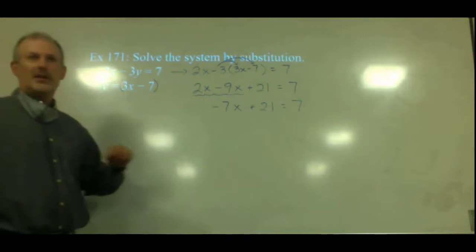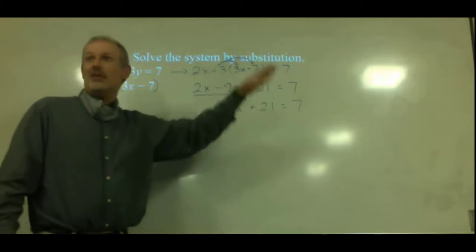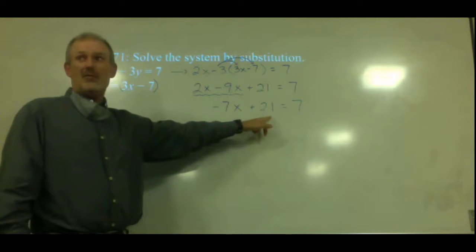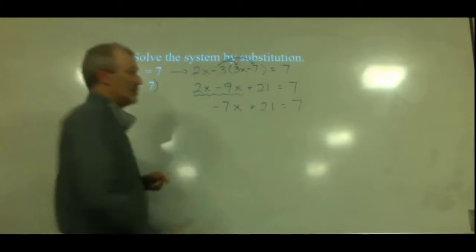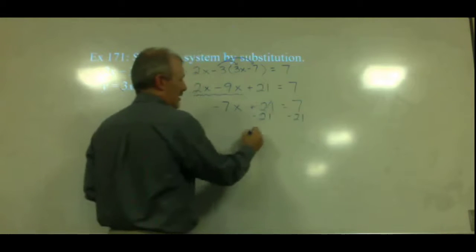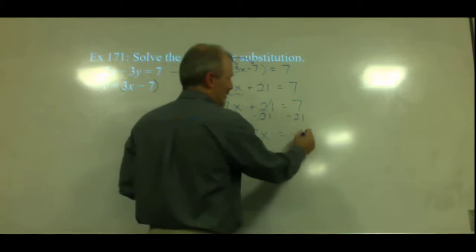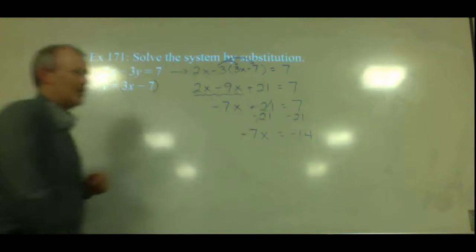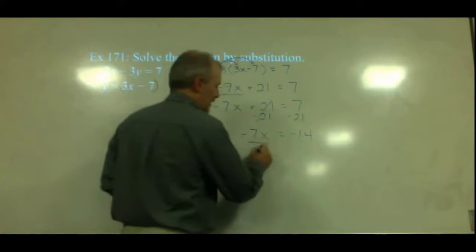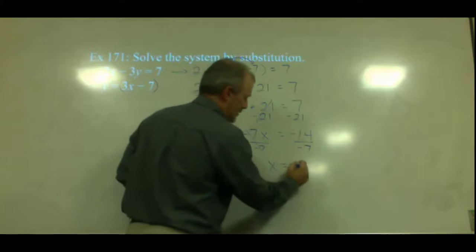And then again, what do we want to get rid of next? We want to get rid of the 21 because it's the outer layer, right? It's further away from the x. So how they're adding it, we want to subtract 21. So -7x is what we have left here, and then here we have -14. And then our last step, divide by the -7. So x equals 2.